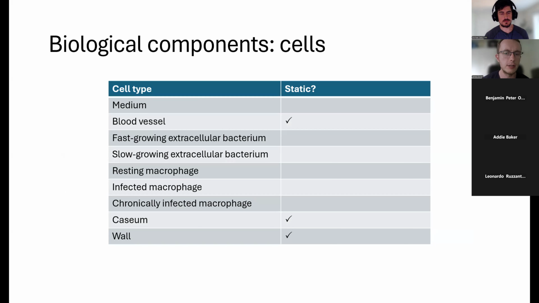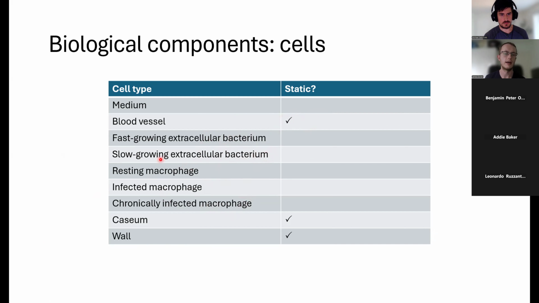So we've included all these different cell types within our model. Obviously, you'll be used to the idea of there being medium within CompuCell models now. Beyond that, we have blood vessels. These are statically frozen in place, and through them, oxygen is secreted into the domain, and any immune cells are recruited through the blood vessels. Then we have these 2 phenotypes of MTB. Depending on how much local oxygen they sense, they'll either be replicating quickly or more slowly.